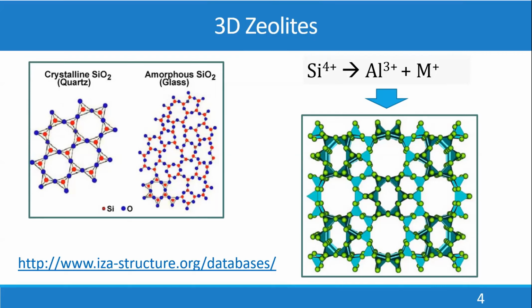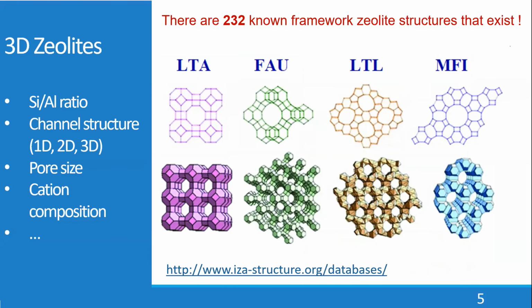And this substitution leads to the formation of a very interesting porous structure, and that is called zeolites. This is an ordered porous structure. By now, there are more than 230 known framework zeolite structures. And for more details, you can see the very nice database prepared by the International Zeolite Association.